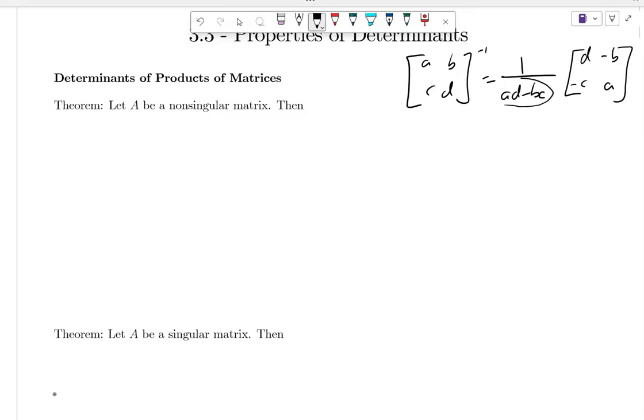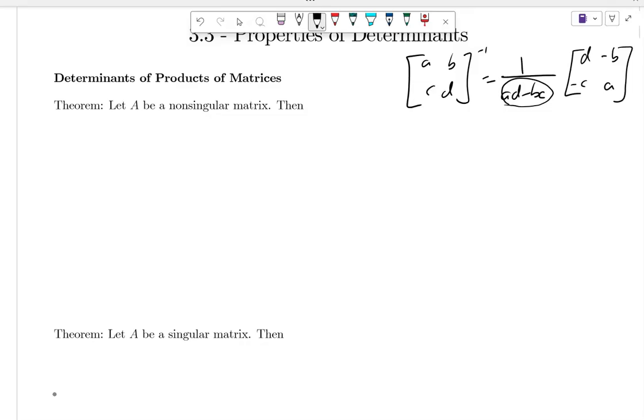So notice, what aren't you allowed to divide by? 0, right? So we have this numeric check, if you will, at least for the 2 by 2, that tells us whether or not we have an inverse for that particular matrix. We'll have an inverse if that's not equal to 0. We don't have an inverse if it is equal to 0. So that's exactly where we're headed in this section.